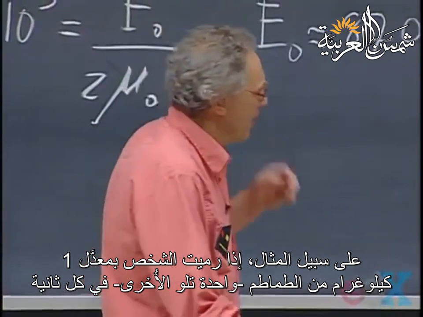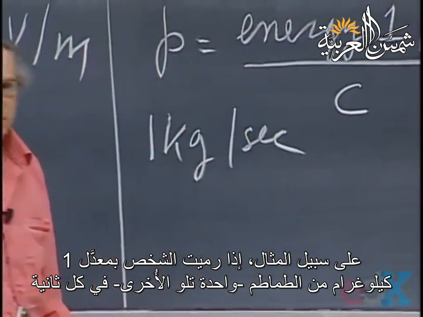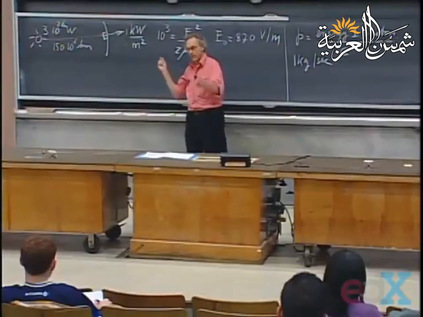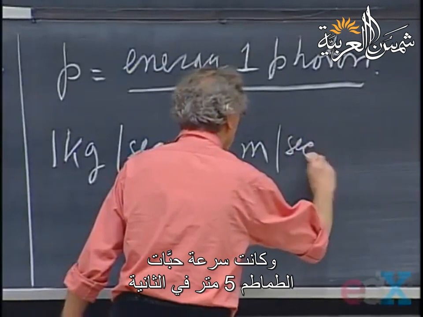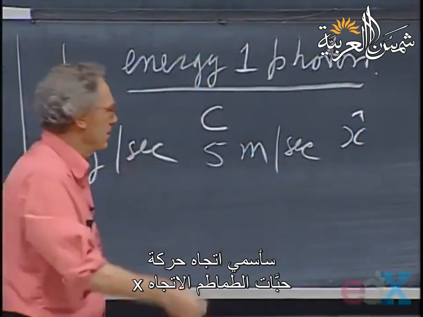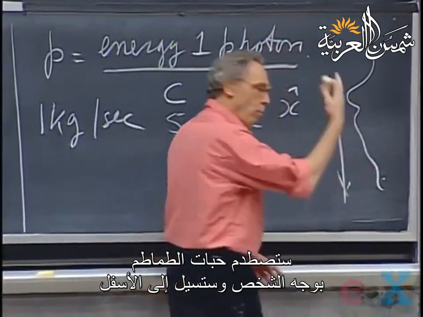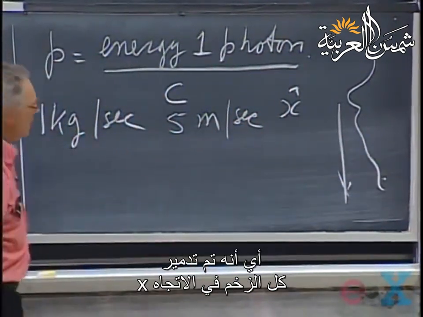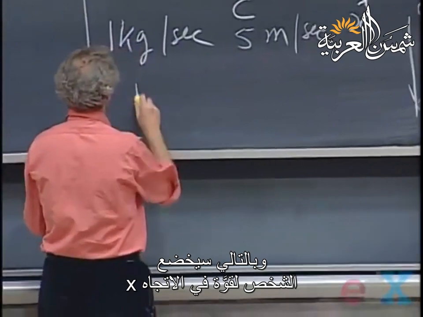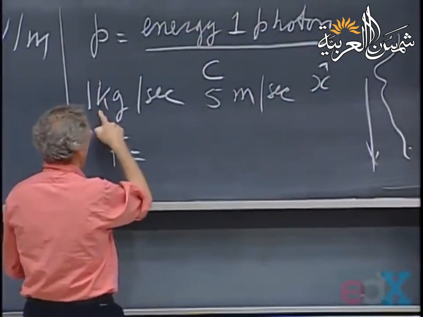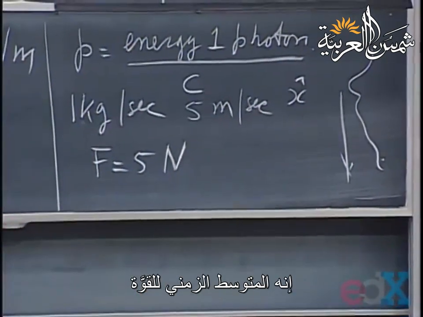If, for instance, I threw 1 kilogram of tomatoes at you each second, so one after another, on average 1 kilogram per second, and if each tomato had a speed of 5 meters per second, and I call that the x direction, and here is your face, they hit your face and then they go down. So all the momentum in the x direction is destroyed. Then you will experience a force in the x direction, which is 1 times 5, which is 5 newtons. It's a time average force.